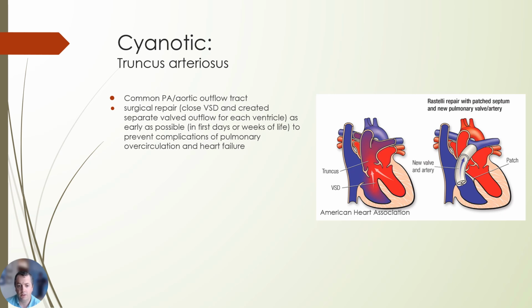Truncus arteriosus: there is a common pulmonary artery and aortic outflow tract. The surgical repair is to close the VSD and create a separate valved outflow for each ventricle. This is done as early as possible, usually within the first days or weeks of life, to prevent complications of pulmonary overcirculation and heart failure. And here we have one repair option called the Rastelli.